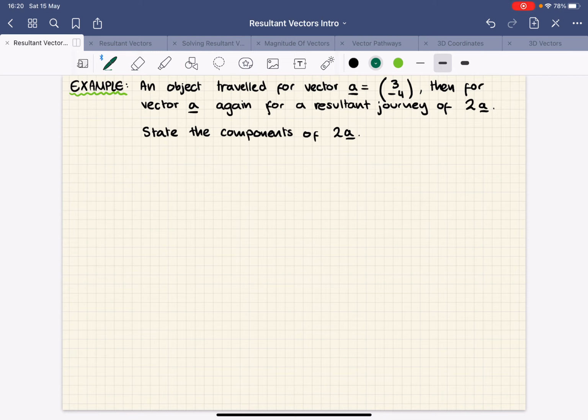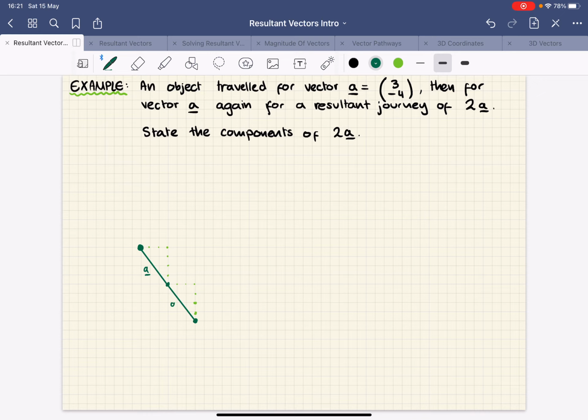So let's take a look at this example here. An object travelled for vector A, then for vector A again for a resultant journey of 2A. State the components of 2A. So again, I'm going to just draw it out. So I'm going along by 3, so 1, 2, 3, and then down by minus 4, 1, 2, 3, 4. So this is my first bit of the journey, that first vector A. And then I do it again, so I go along by 3, 1, 2, 3, and then down by minus 4, 1, 2, 3, 4. And then drawing that out.